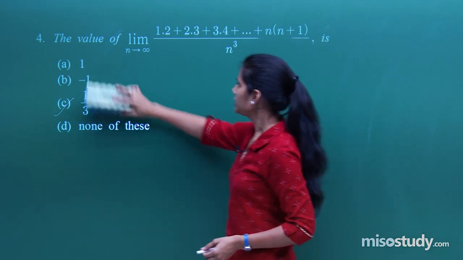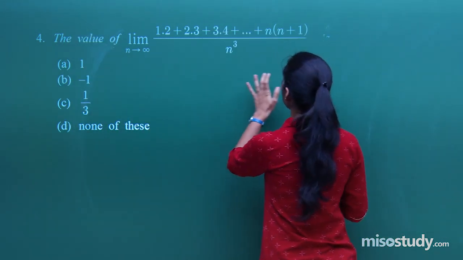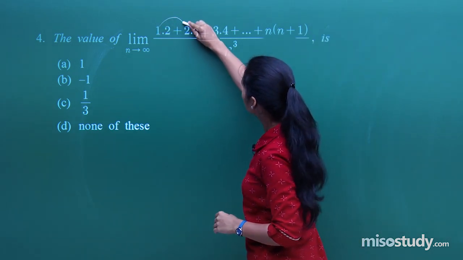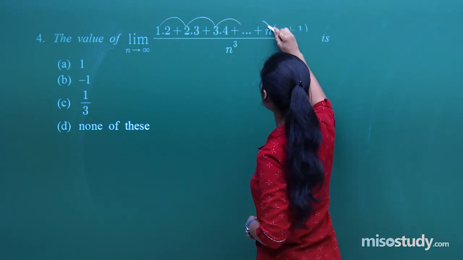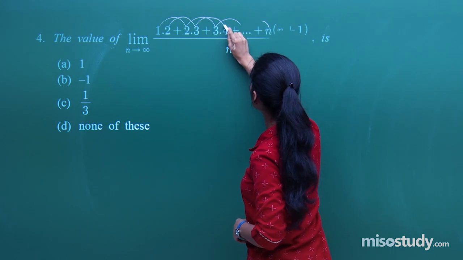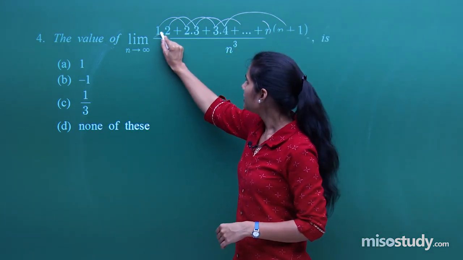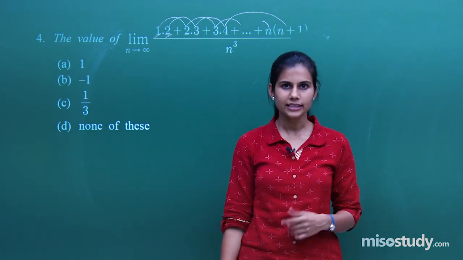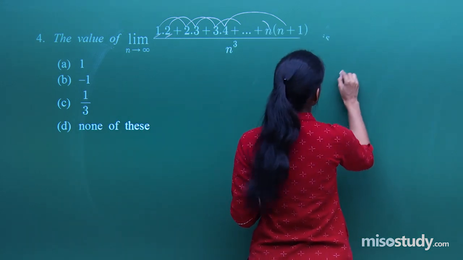Okay, so let's evaluate. Limit n tends to infinity of this expression. Now see, you can see this is 1, 2, 3 and so on up till n. And then there is 2, 3, 4 and so on up till n plus 1. Whatever is n, one more is the adjacent term, right? And that is happening in every term of this expression. So I can write this as what?